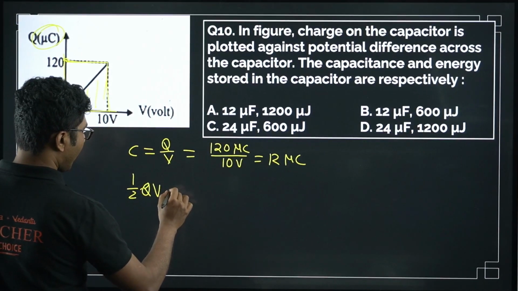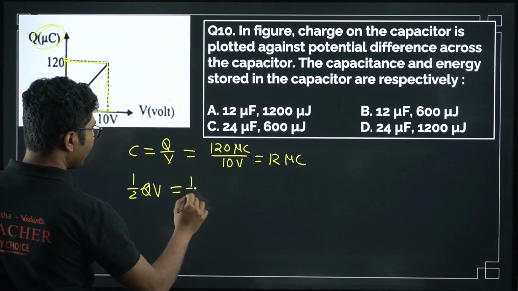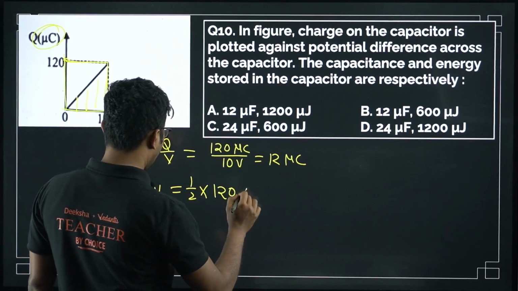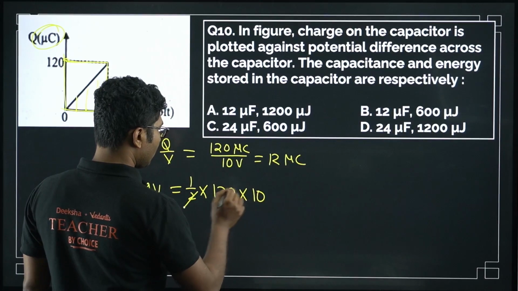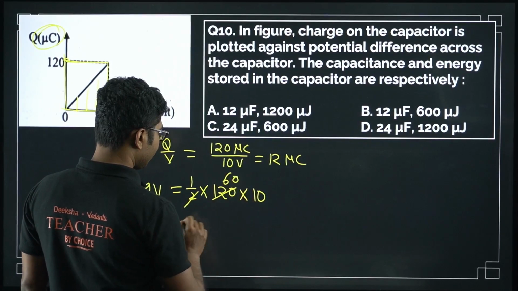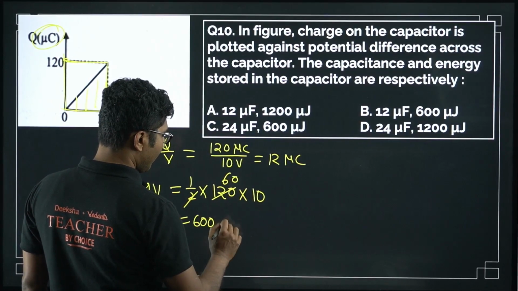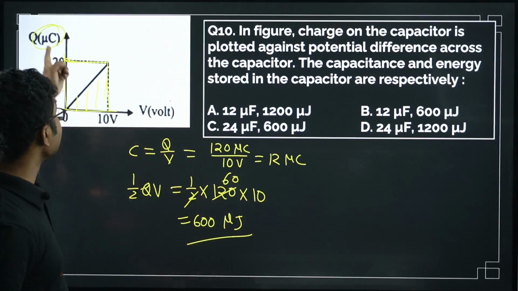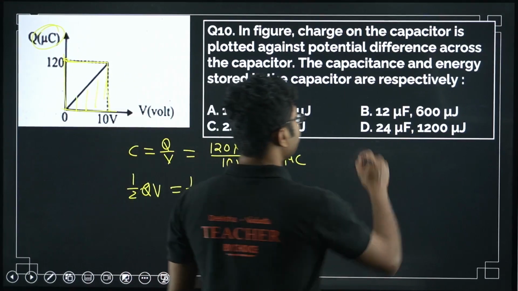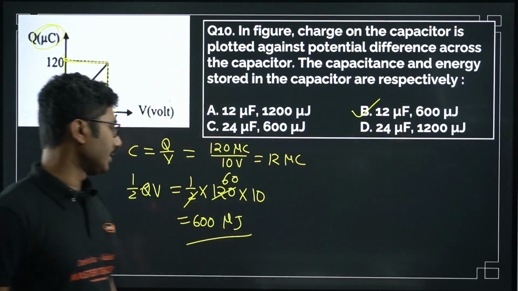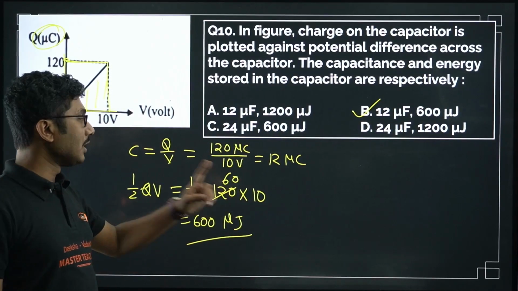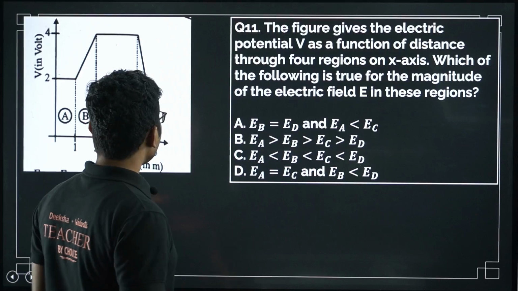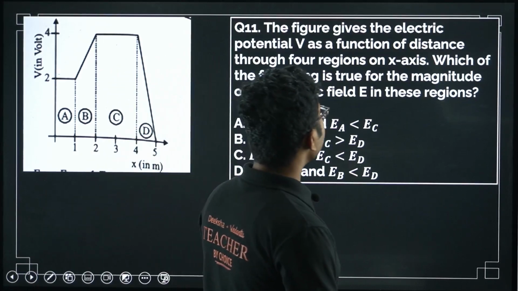So that is half into Q is 120 and V is 10, so it will be 600 microjoules. Why? Because 120 is given in microcoulomb, so 600 microjoules is the energy stored and 12 microfarad is the capacitance. Easy question. Next question.